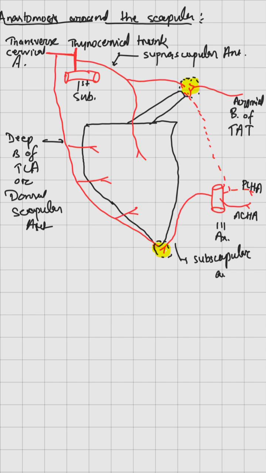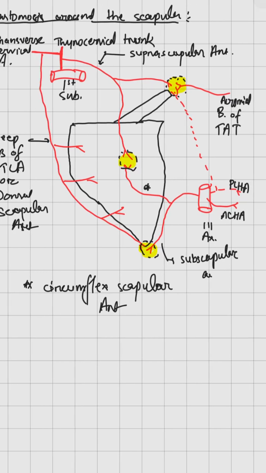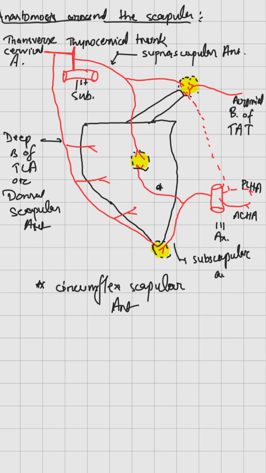Okay, now there's a large branch from this subscapular artery like this, and they form anastomosis here. This branch is called the circumflex scapular artery, which is a branch of this subscapular artery. So this is all about the anastomosis around the scapula. Okay, this is all about it.